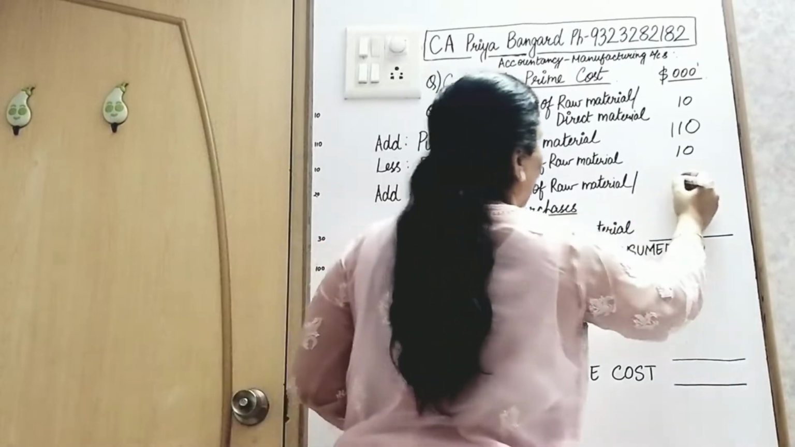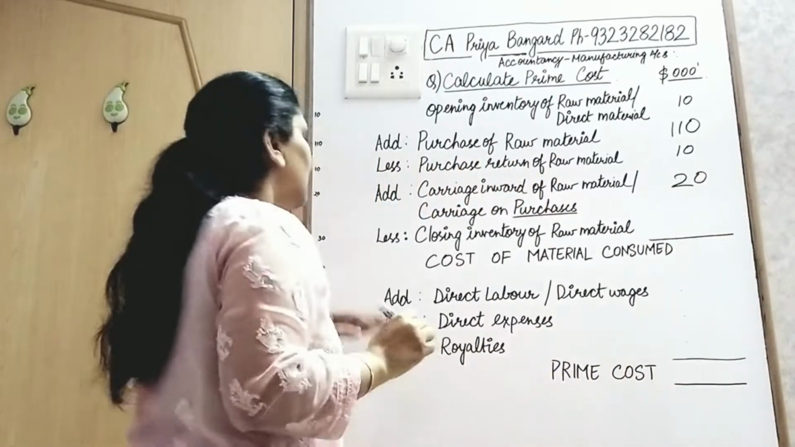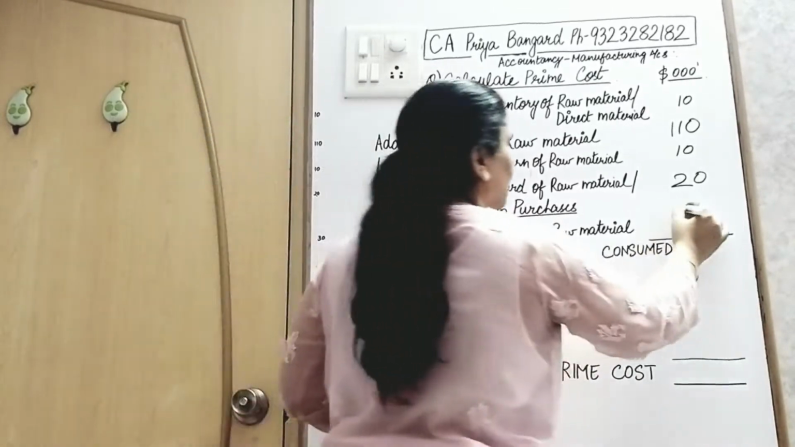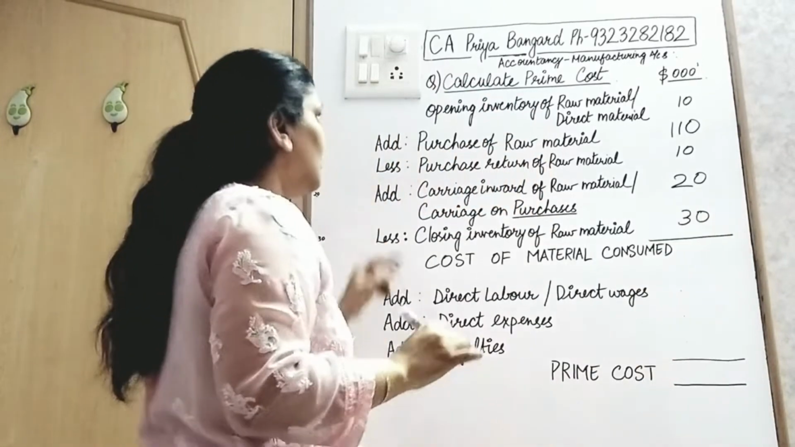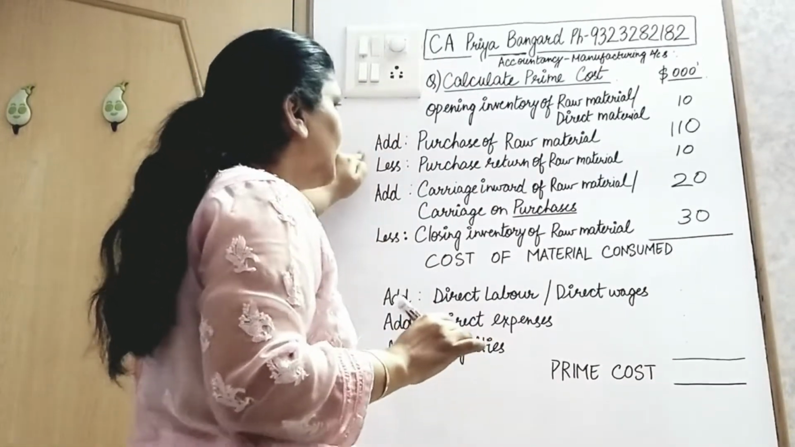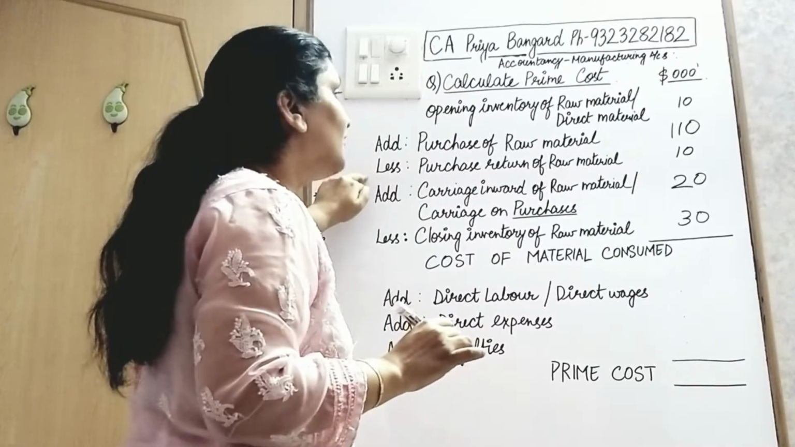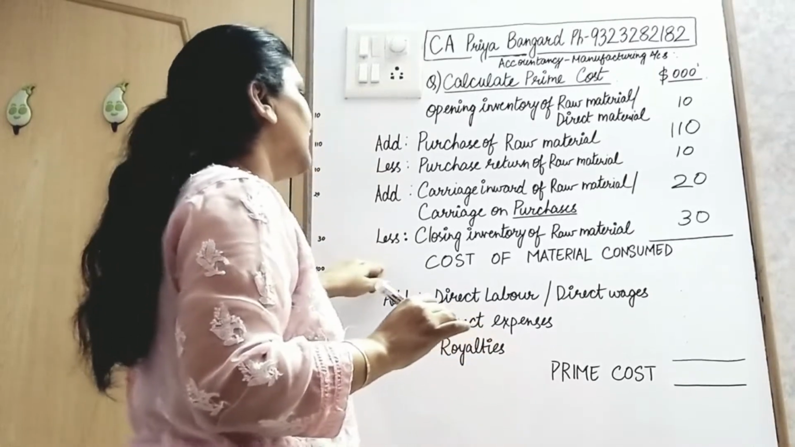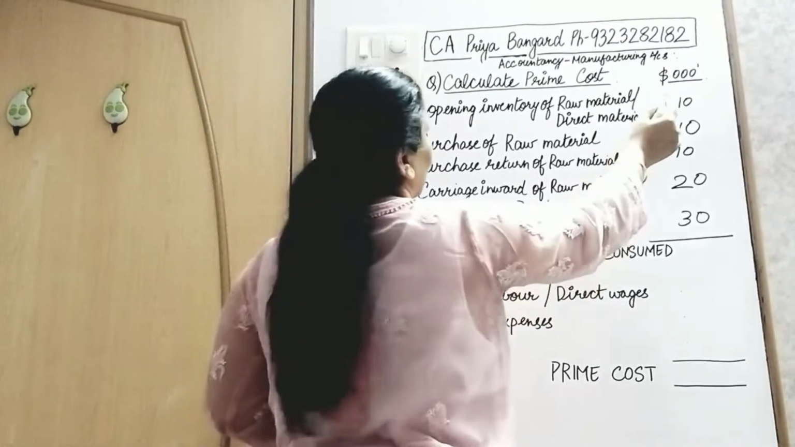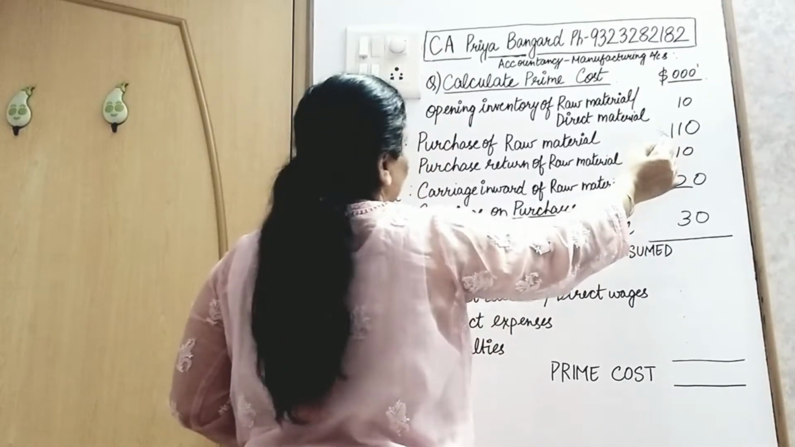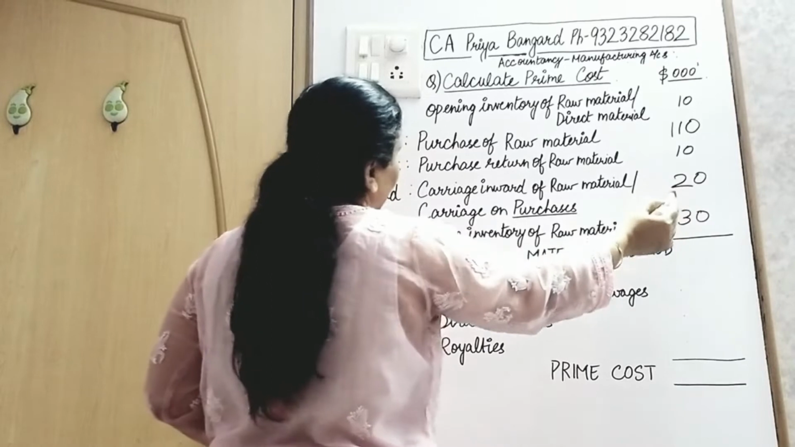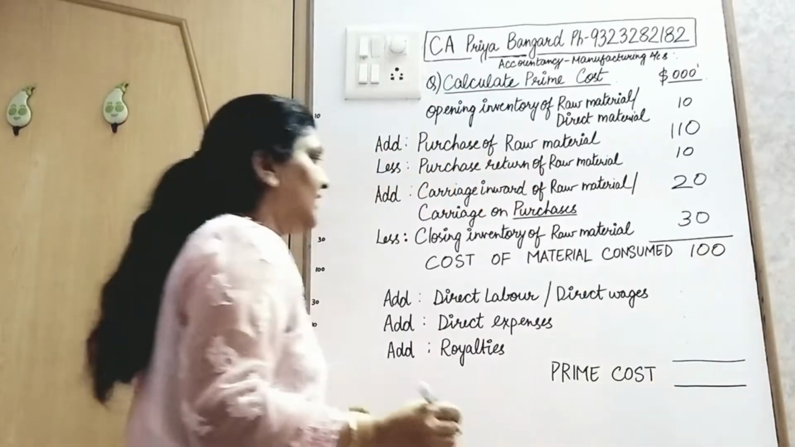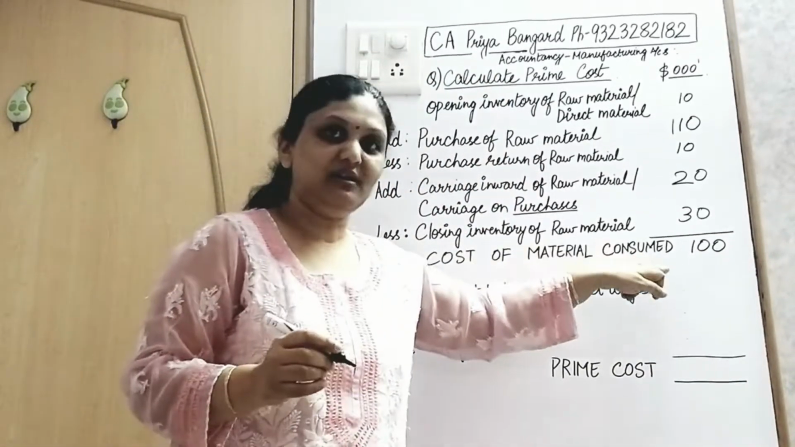So for example, it is given as 20. Less closing inventory of raw material, for instance, it is given as 30. So what will we do? Opening inventory, add purchase, less purchase return of raw material, add carriage inward and less closing inventory of raw material. When in 10 I add 110, then subtract 10, then add 20 and then subtract 30, I get 100, and this 100 is cost of material consumed.